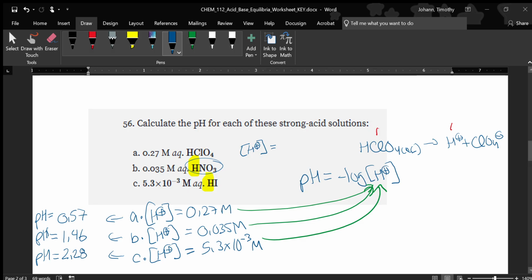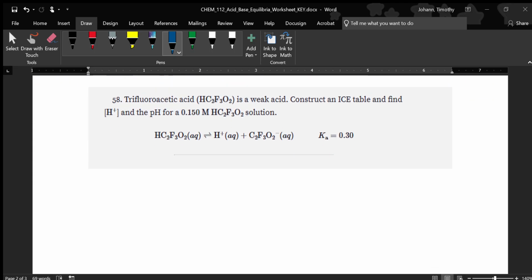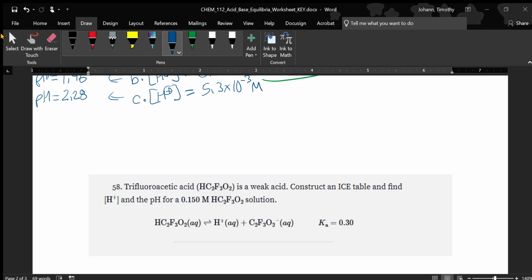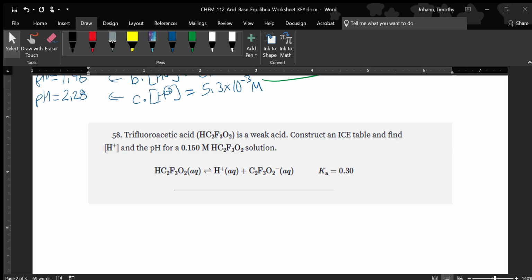All right, next problem. Trifluoroacetic acid is a weak acid. Construct an ice table and find the H plus concentration for that. All right, well, let's go ahead. We have some room. I'm going to reclaim it. There we go.